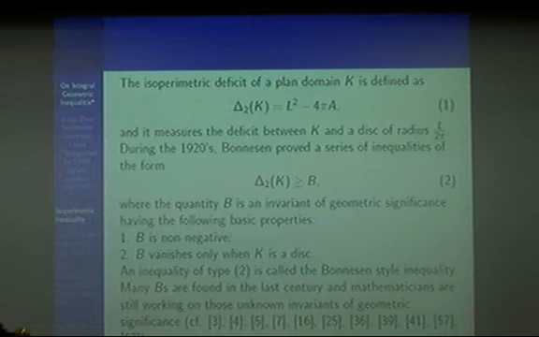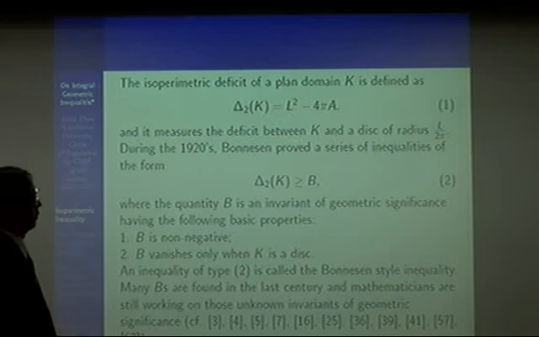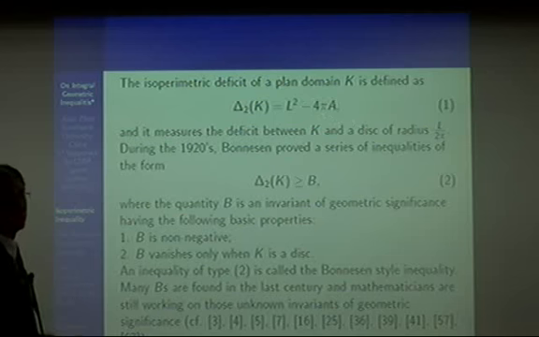So the isoperimetric deficit, because this is positive, we define this as the isoperimetric deficit. This quantity measures the deficit between K and a disk of radius r. If this quantity is big, it means K is far away from a disk.